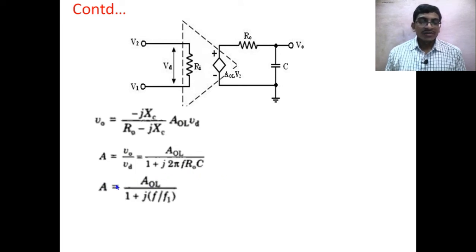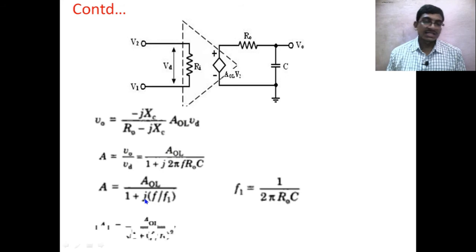Therefore, we are taking A as the closed loop gain, so A is equal to AOL divided by 1 plus j f by f1. What is this f1? f1 is taken as 1 by 2 pi R0 C in this equation. So 1 by 2 pi R0 C has been taken as f1, and that's why we get f by f1 in the denominator. Only j is the imaginary factor present here.